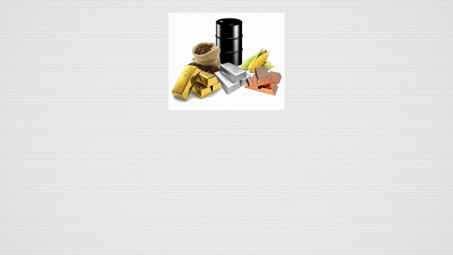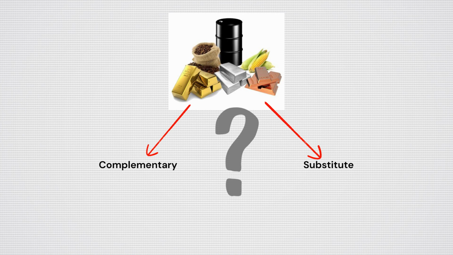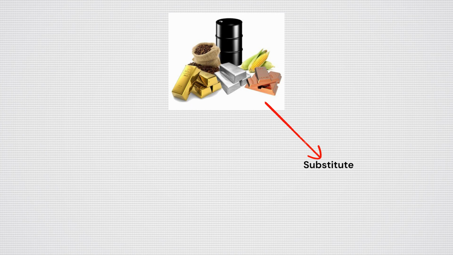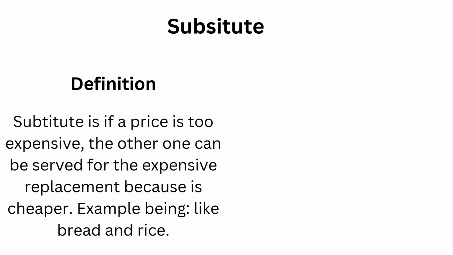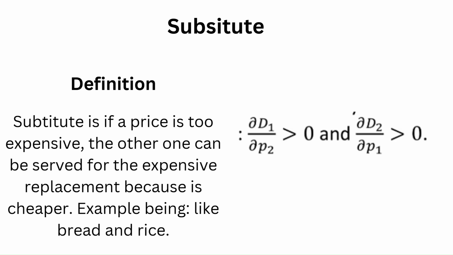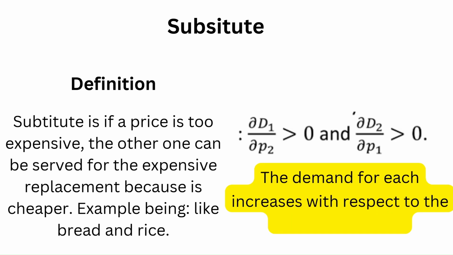Speaking of the market, let's talk about the price of things. Did you know that commodities have two categories, which are complementary and substitute? What are those, Shifa? Substitute. Substitute is if a price is too expensive, the other one can be used instead because it's cheaper. Example for substitute is like bread and rice. The demand for each increases with respect to the price of the other.